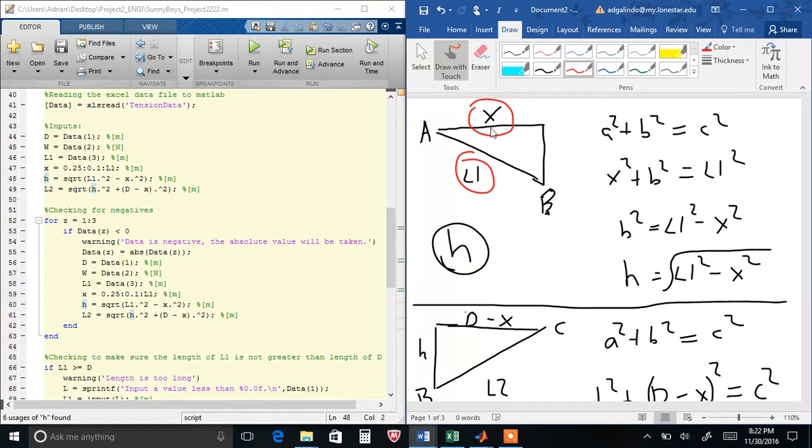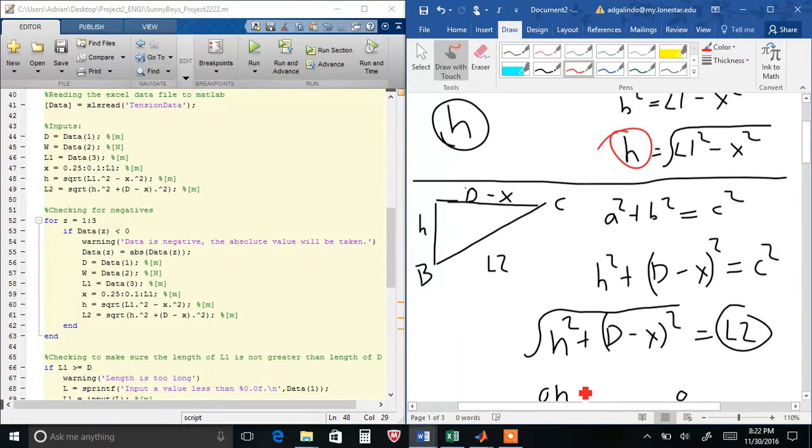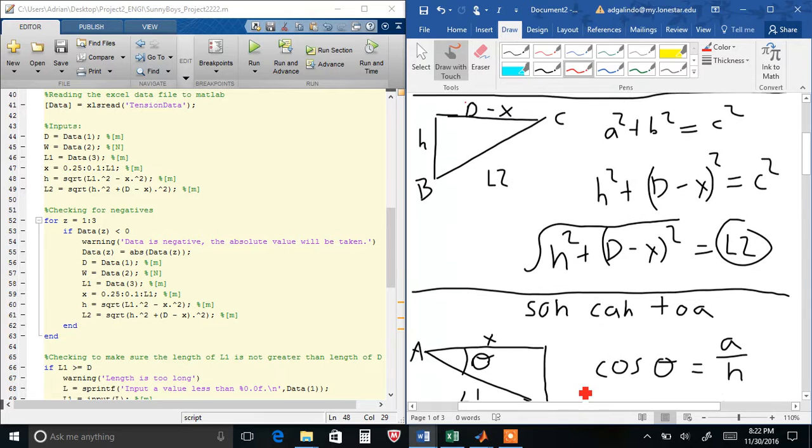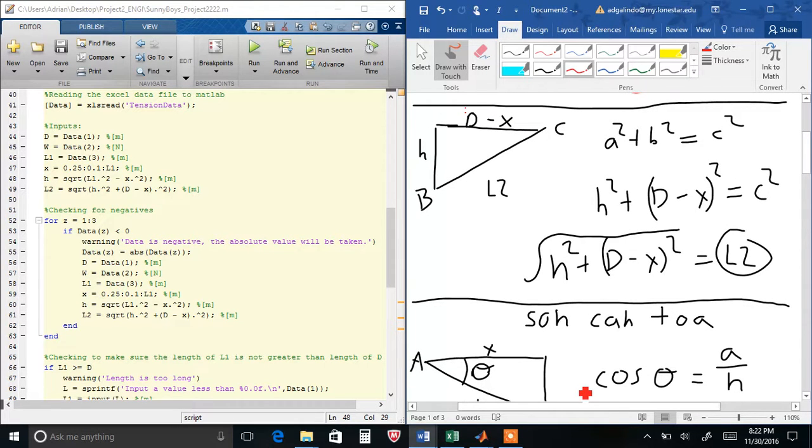So knowing these two values, we just plug them into the Pythagorean theorem, and that's how we were able to solve for H, which is the height. And then over here in our code, you have length L2, which is the second length. And so we use the same thing. We use the Pythagorean theorem because we know d minus x.